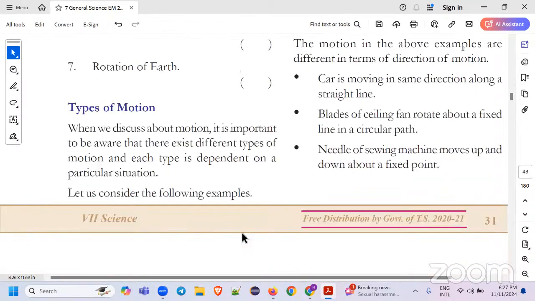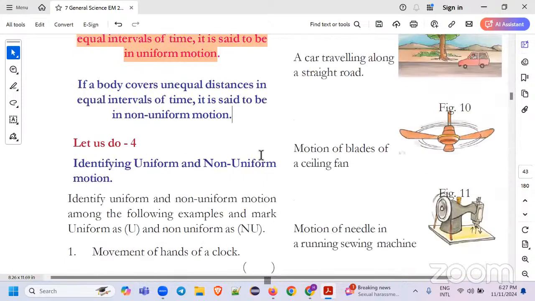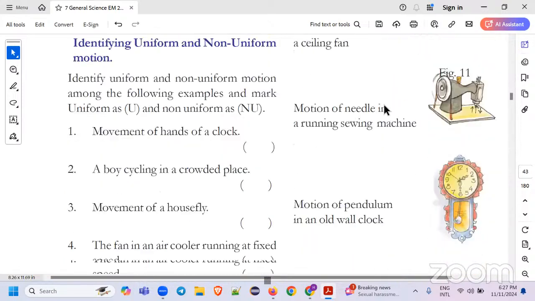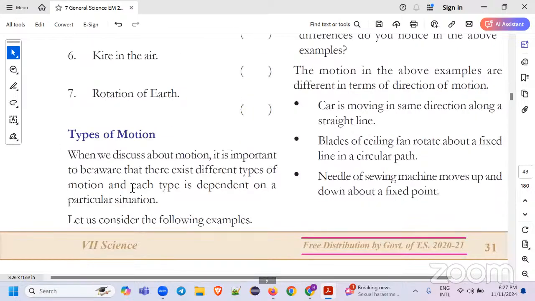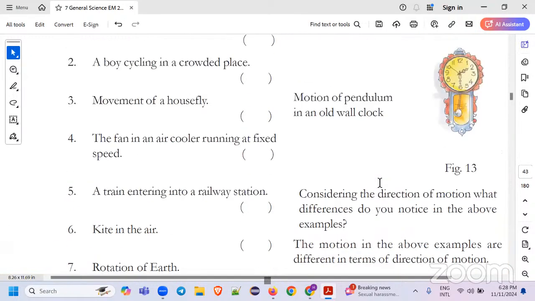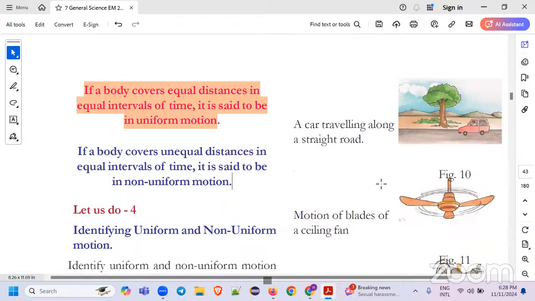Okay, now we are able to understand what is uniform motion and what is non-uniform motion. Now let us discuss the different kinds of motion, types of motion. When we discuss motion, it is very important to be aware that there exist different types of motion, and each type depends on a particular situation. Based on the situation, let us observe some kinds of motion here.